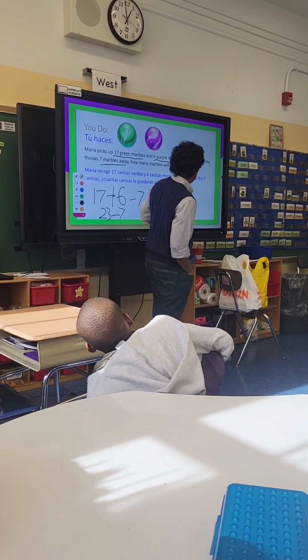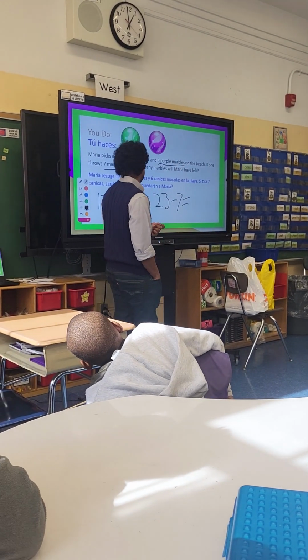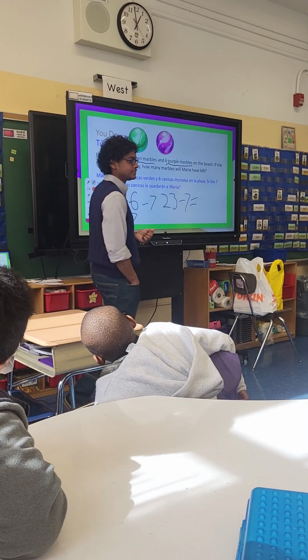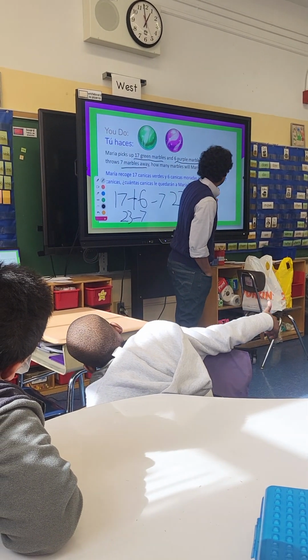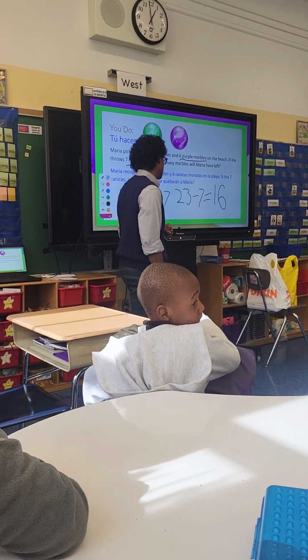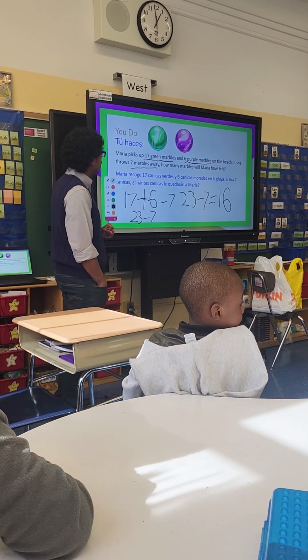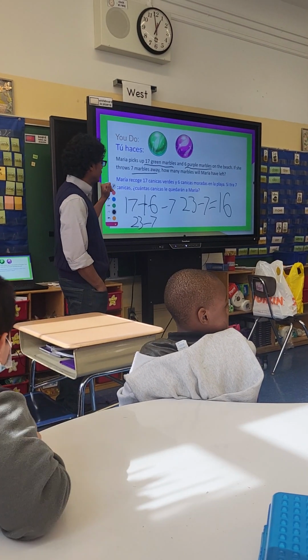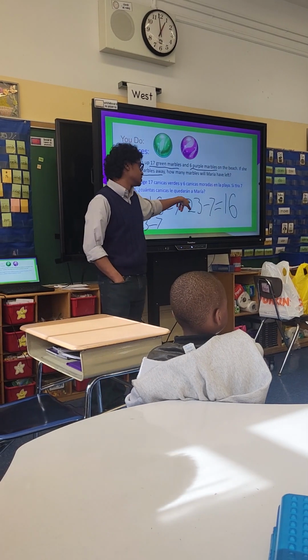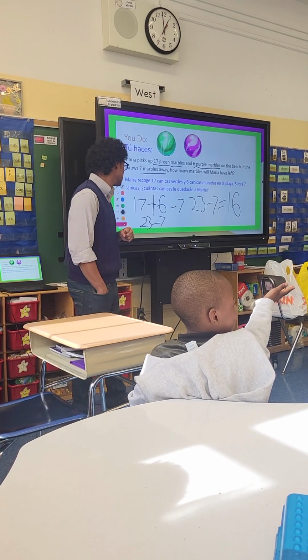Minus 7. What's 23 minus 7? 16. 16? Great math, good job. 16, that sounds about right. All right, and you see how that is now, even though we had one equation, we kind of turned it into 2 separate equations, which is still pretty cool.